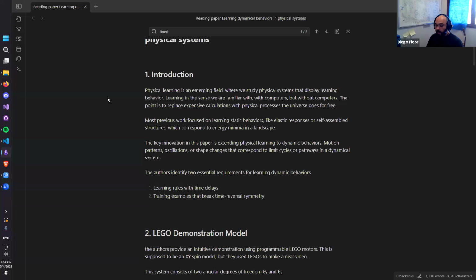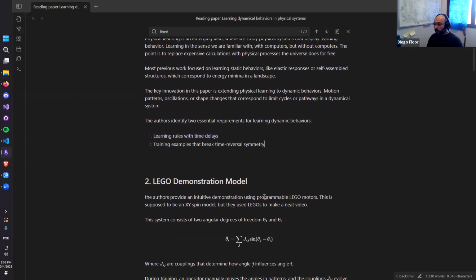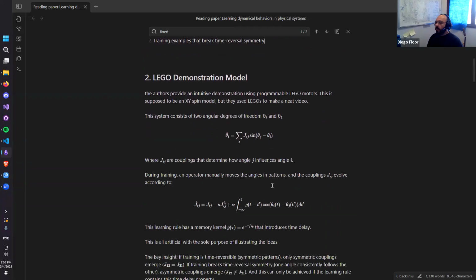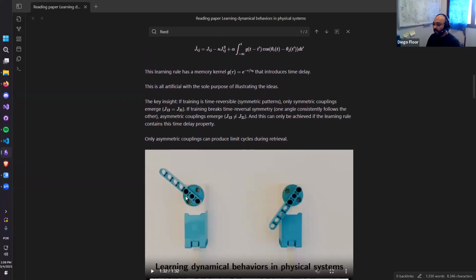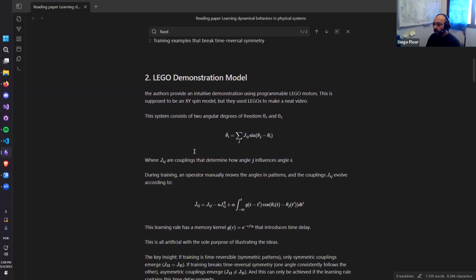Well, it comes down to 2 ingredients: learning rules with time delays and training examples that break time reversal symmetry. And we're going to go through 3 examples, models that illustrate that. So the first one is a toy model, and a very literal toy model because they use Lego motors to model the system. But under the hood, it's actually an XY spin model with just 2 spins. That's what it is. It's a very simple model.